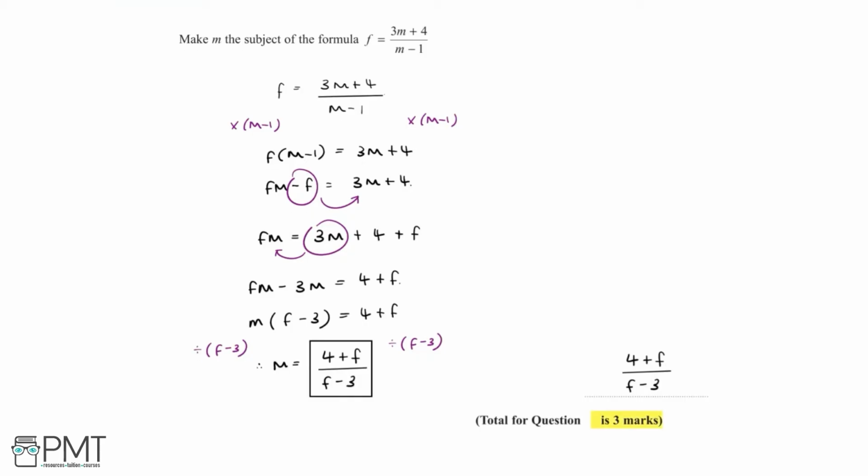Now this question is worth 3 marks. We get the first mark for initially multiplying both sides by (m minus 1). We get the second mark for rearranging and for isolating the m terms on one side, which left us with fm minus 3m equals 4 plus f. And we get the third and final mark for factorising m out of the left-hand side and for finding that m is equal to (4 plus f) over (f minus 3), allowing us to achieve the full 3 marks needed in this question.